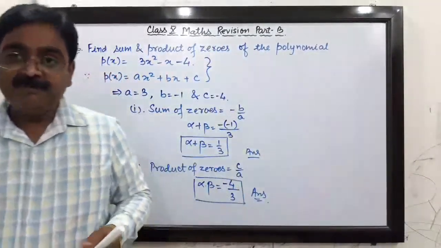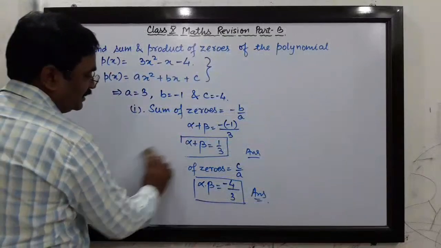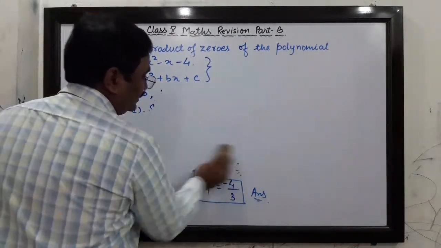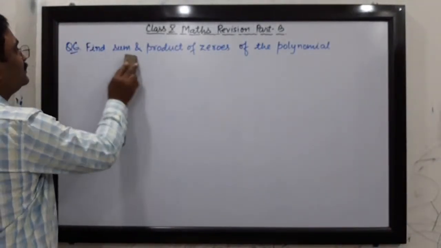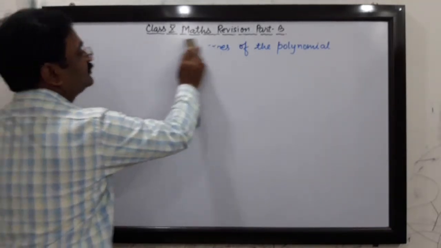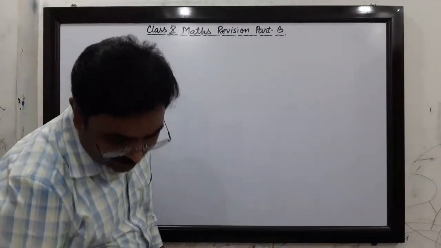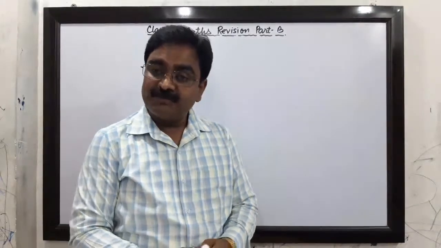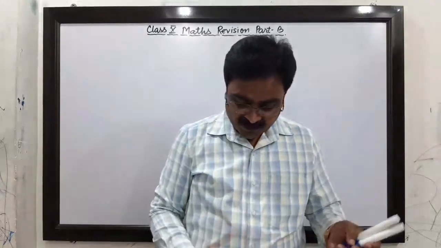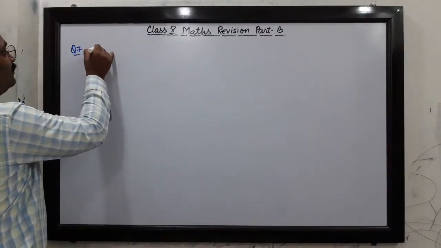Okay, any problem? Let us come to the next question, question number 7. In question number 7, it is given: solve the following pair of linear equations by substitution method. Which method do we have to adopt? Substitution method. So solve the pair of linear equations by substitution method. Question number 7, part 1.